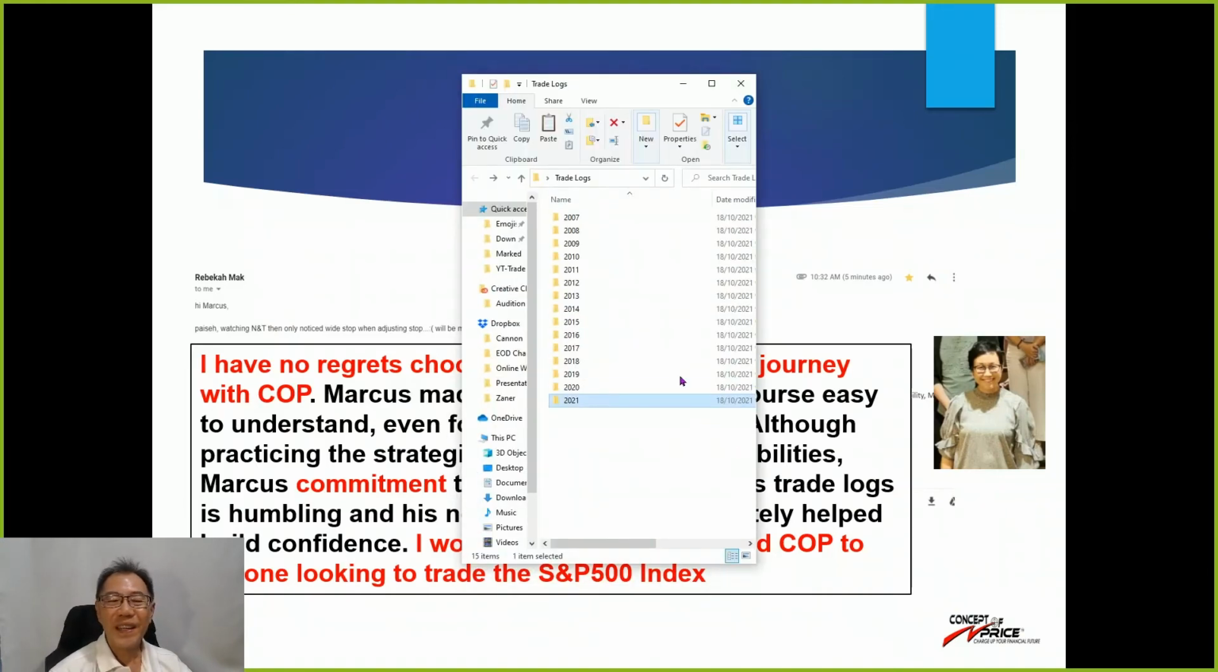Now, since we started in the year 2007 until now, I've kept every year. It's all grouped by year, grouped by month. Now let's look at the current year, for example, 2021. We have conducted 5 courses so far: January, March, May, etc. Now let's look at the last one in September that we conducted. These are the people who have sent me their trade logs.